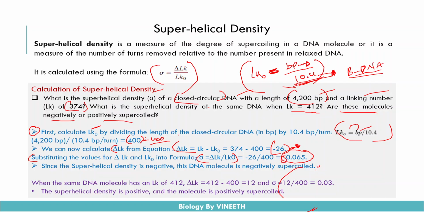Suppose we increase the linking number to 412, as I said in the question. When the same DNA has a linking number of 412, the change in linking number will be 412 minus 400, which gives plus 12. This plus sign indicates the positively supercoiled DNA. So from the superhelical density formula, or the signs of the linking number change or superhelical density, you can determine how the DNA is supercoiled.